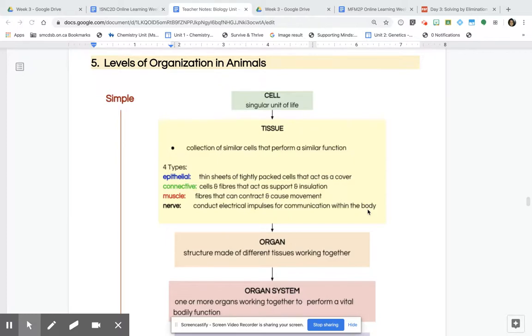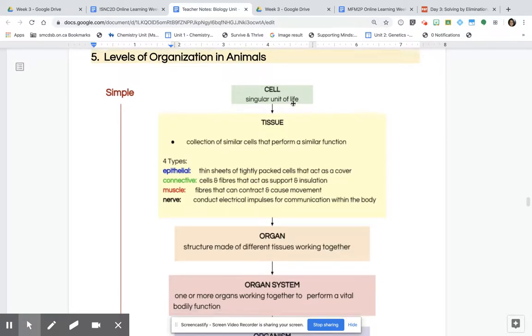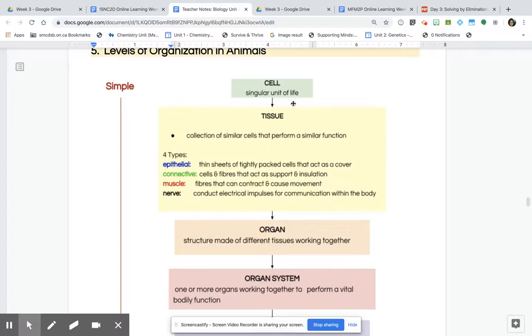And the simplest part of biology or organization is the cell. And a cell is the single unit of life, right? So if I was thinking like math and I needed to have units, that's going to be our cell here. Our cells, when they all get together and they start to organize and they clump together, form tissues.